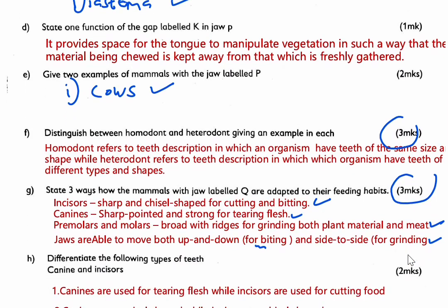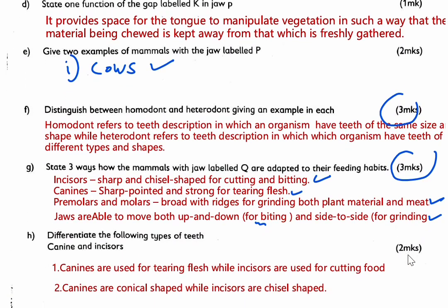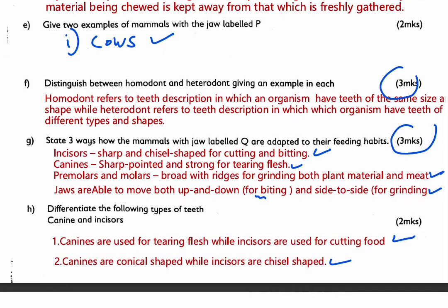Finally, the last question is differentiate the following types of teeth: canine and incisor, 2 marks. We can give the difference in terms of their function and even their structure. Canines are used for tearing flesh, while incisors are used for cutting food. Get 1 mark. Another difference is canines are conical shaped, while incisors are chisel shaped. So those are the main differences between canine and incisor. That is the end of this paper.